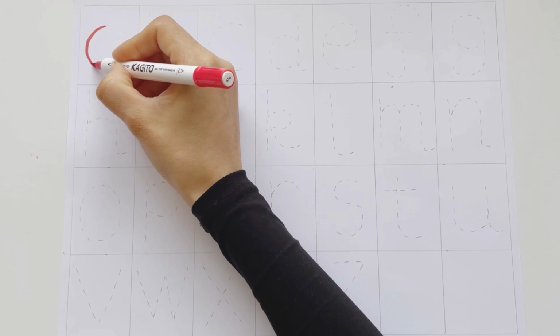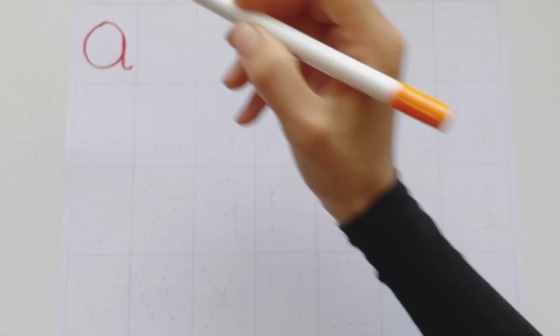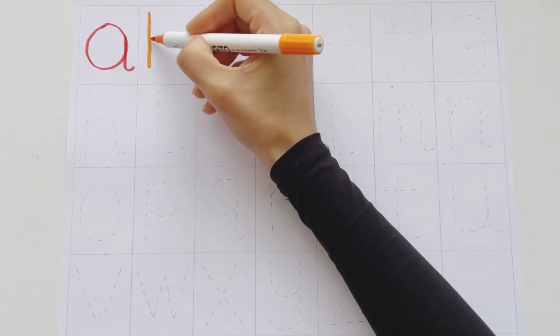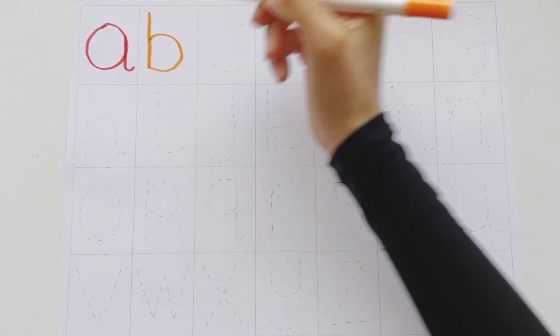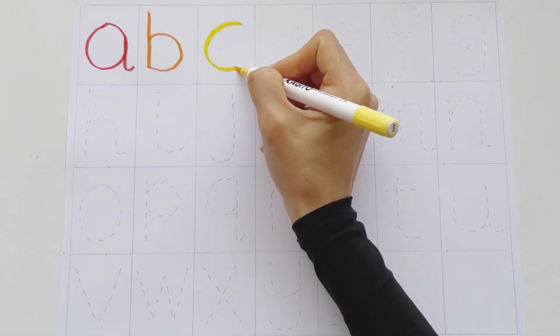Color red. A. A is for apple. Color orange. B. B is for ball. Color yellow. C. C is for cat.